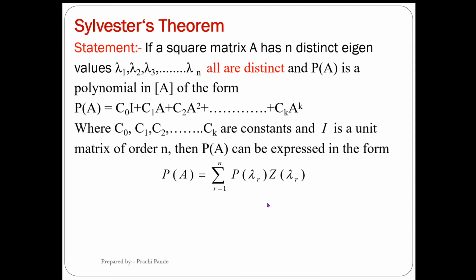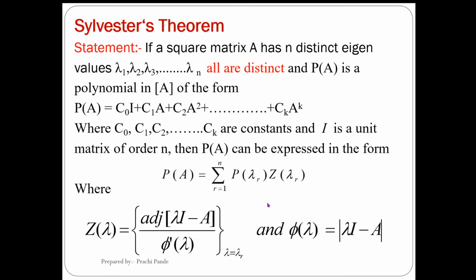P of A is equal to summation r from 1 to n P of lambda r into Z of lambda r, where Z of lambda is equal to adjoint of lambda I minus A upon phi dash of lambda. And here we have to find Z of lambda for all the eigenvalues, and phi of lambda is equal to determinant of lambda I minus A, and if you differentiate phi of lambda with respect to lambda, you will get phi dash of lambda.